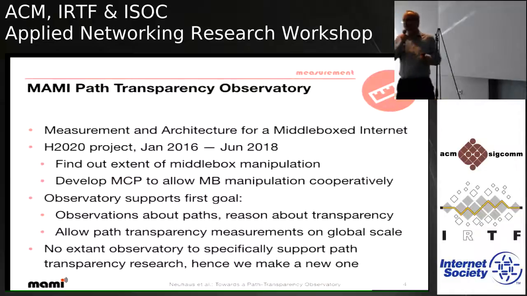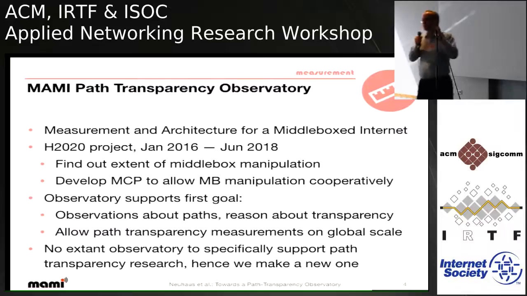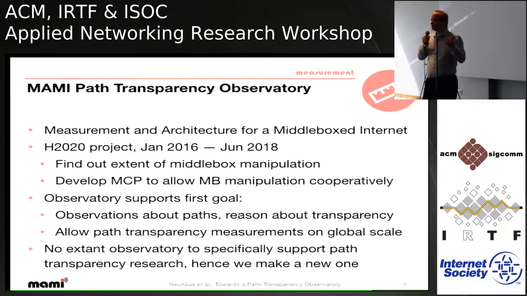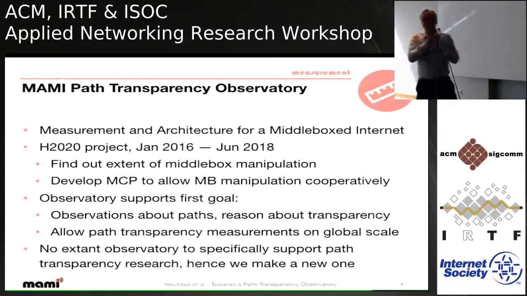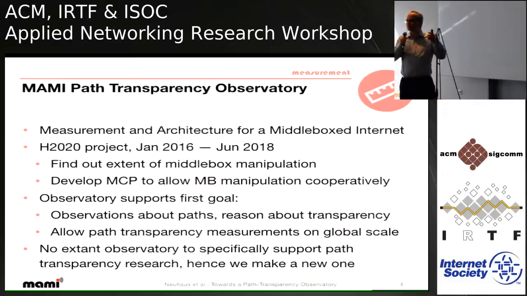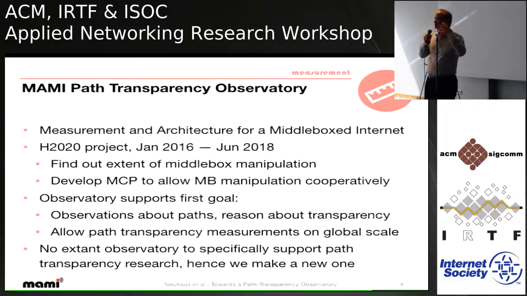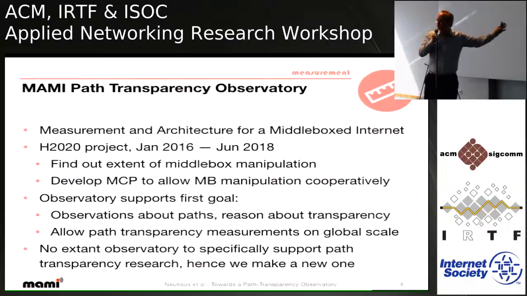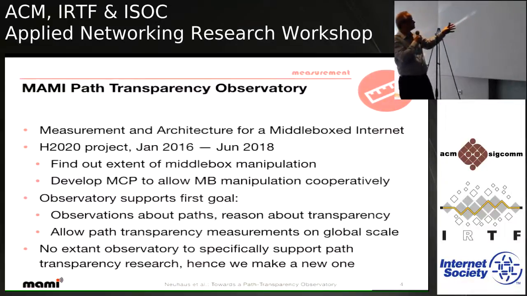So what are we going to do about it? In our project, as I said, called MAMI, we have two large areas. The one area is trying to find out how bad is the problem. So to what extent do middle boxes manipulate stuff? And the second thing that we want to do is develop a middle box cooperation protocol called MCP that allows the middle boxes to do their work with the full cooperation of the endpoints, making it explicit and thereby making the internet a better place, which is why we're all here, right? I'm working on the observatory, so we're working on the first goal.